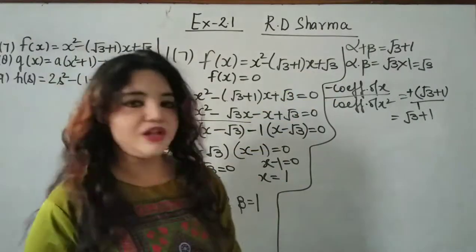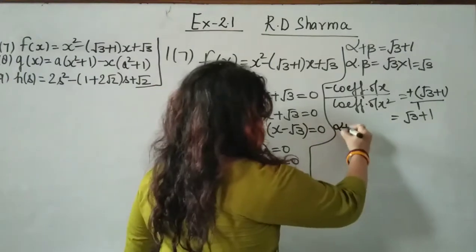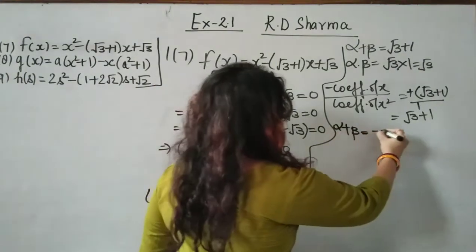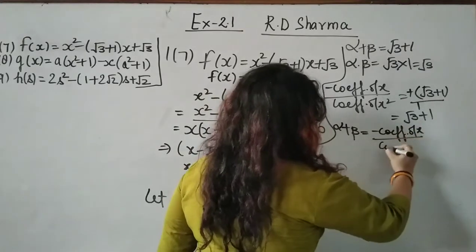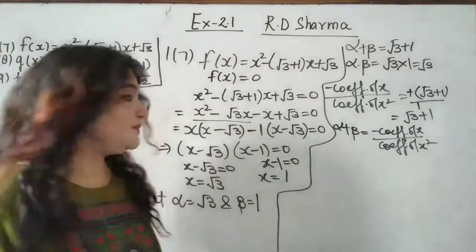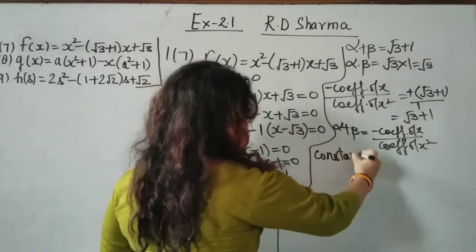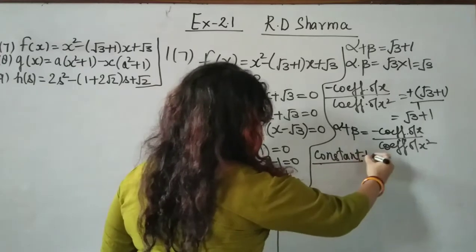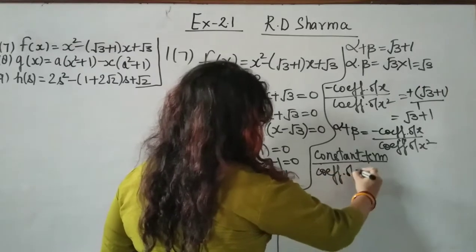Alpha plus beta is equal to minus coefficient of x upon coefficient of x square. So we will write this thing here. Alpha plus beta is equal to minus coefficient of x upon coefficient of x square. Right? And now we will check constant term upon coefficient of x square.